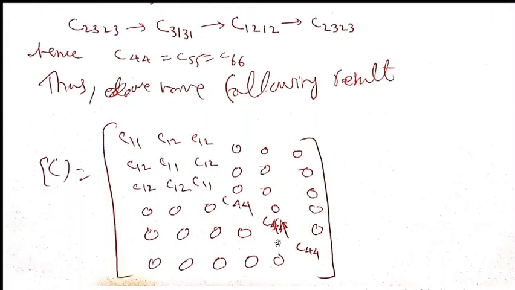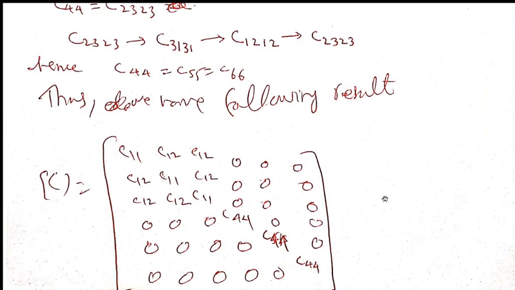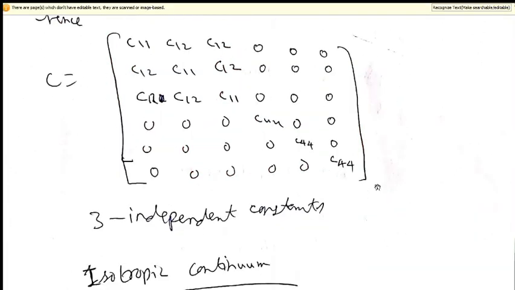So at the end we have this result: the first three diagonal components are equal, the second three are also equal, and the non-diagonal components C12, C13, C23 are also equal. So you can see that we are left with only 3 independent components, which are C11, C12 and C44.